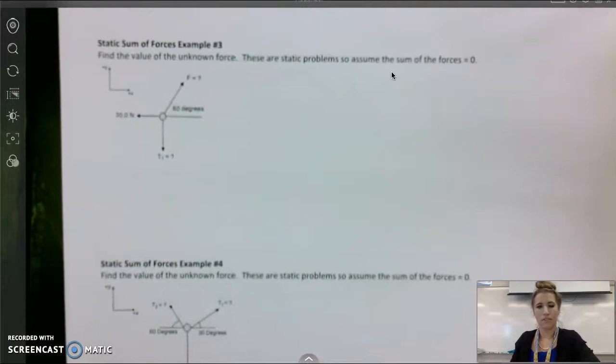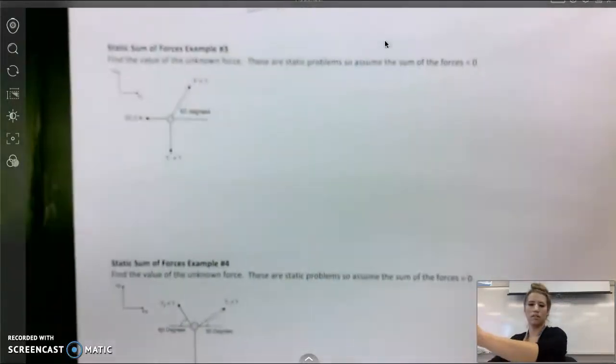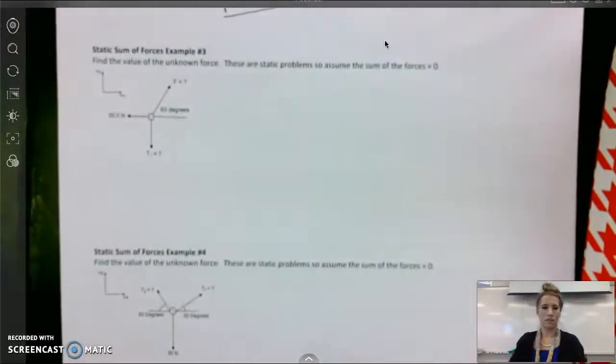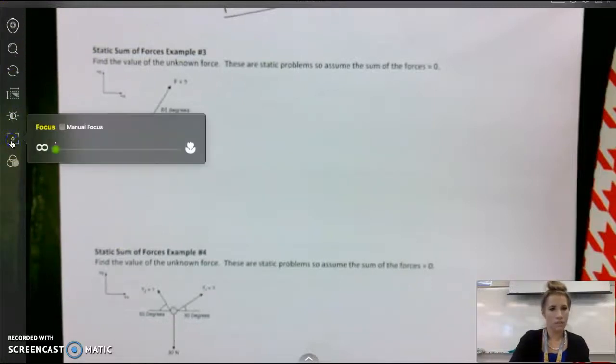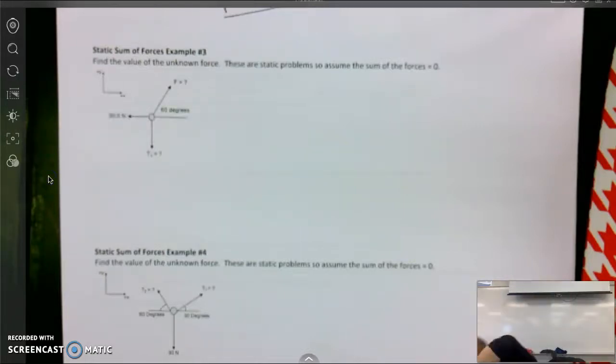All right, now we have example number 3. Oops. See if that helps with our focus here. We'll just have to work with it on this one.